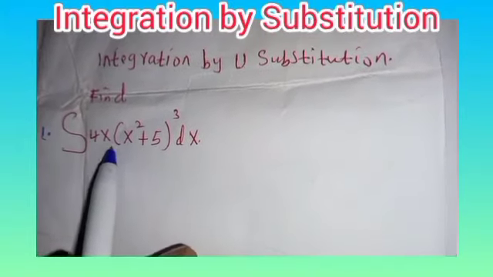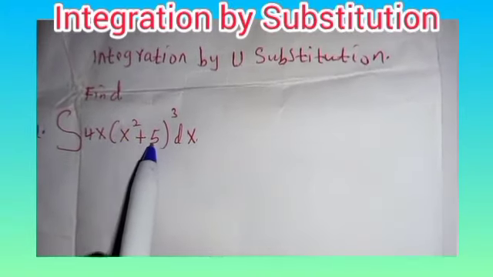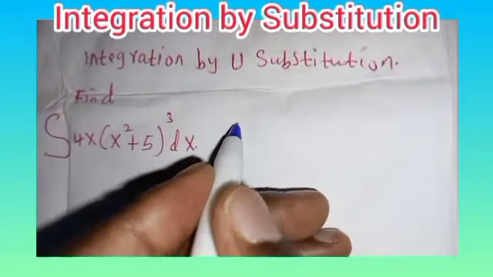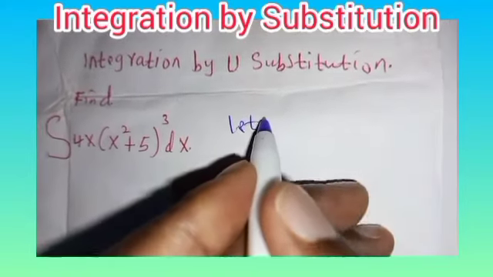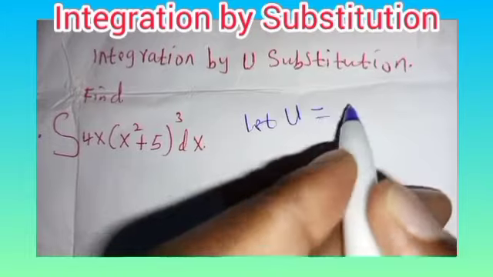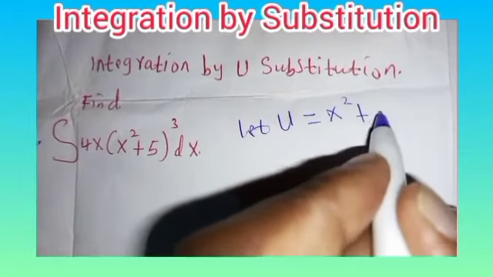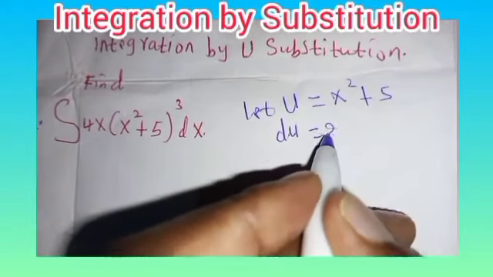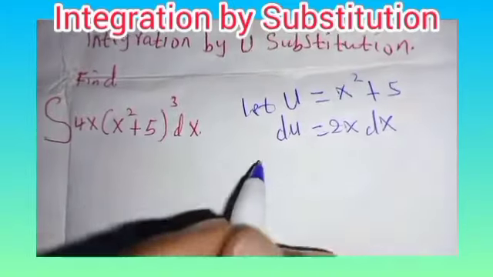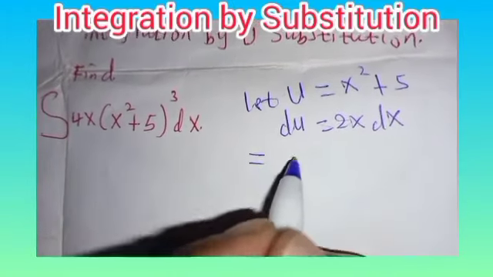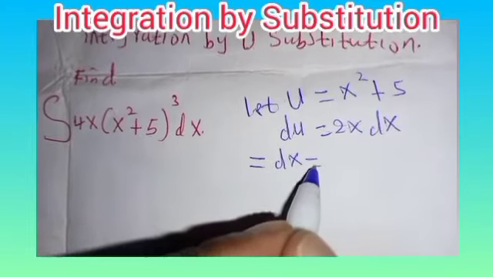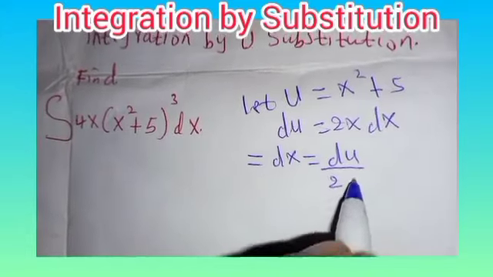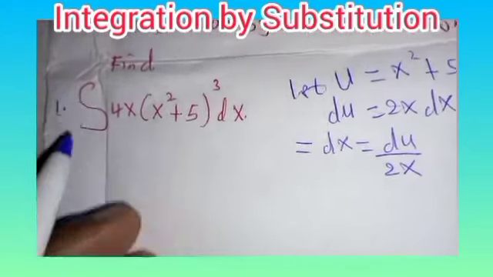We have to integrate 4x into bracket x squared plus 5 cubed dx. To do that, we are going to let our u be equal to x squared plus 5. Then we get du, which is equal to 2x dx. From here, we want to get dx. dx will be equal to du divided by 2x.